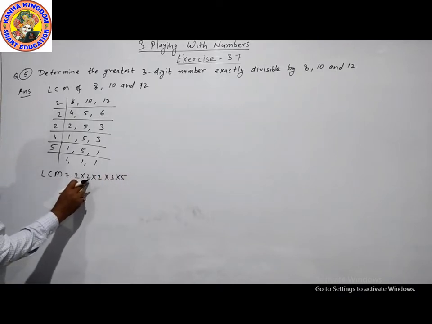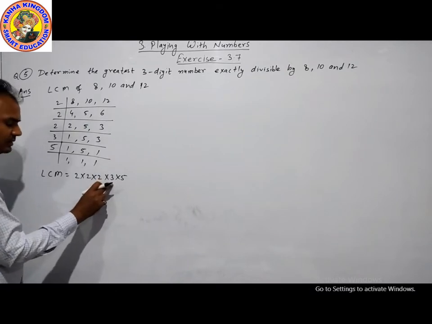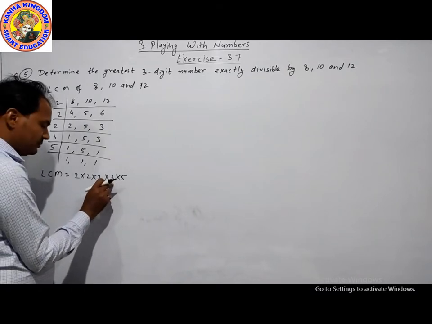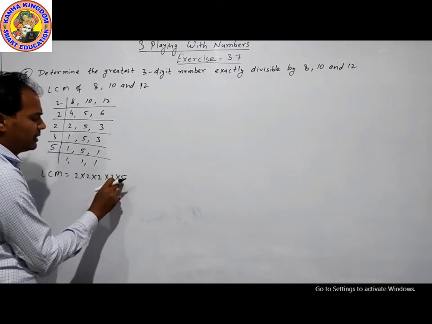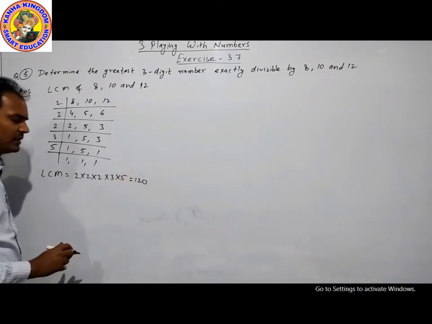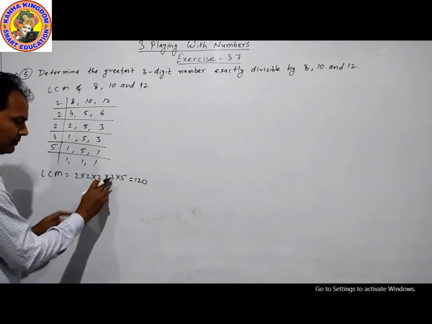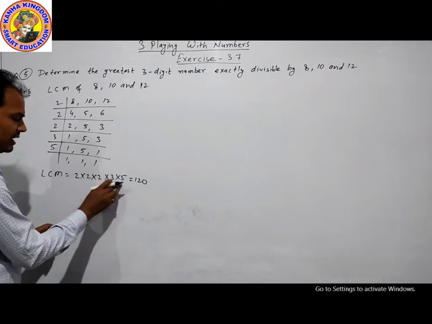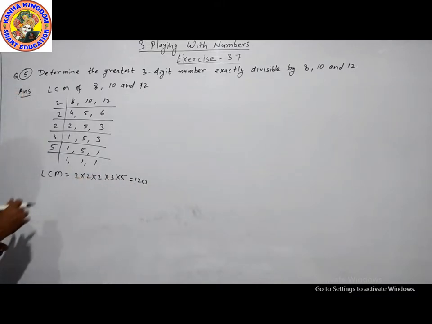2 into 2, 4. 4 into 2, 8. 8 into 3, 24. 24 into 5 is 120. The answer is 120. We will cross check this. 5 into 2, 10. 10 into 12, 120. The LCM is 120.